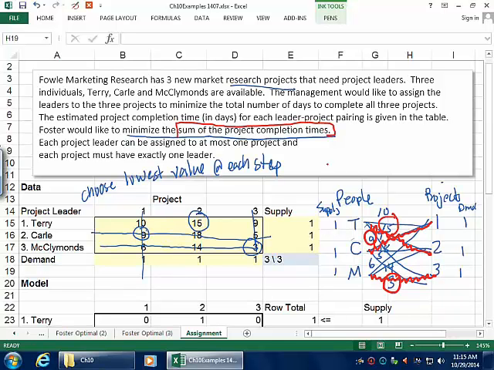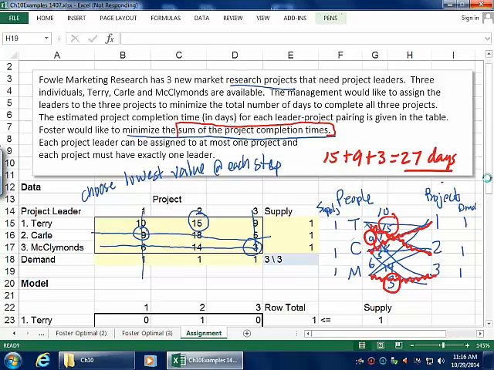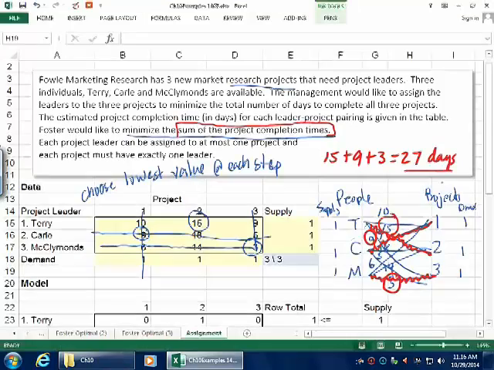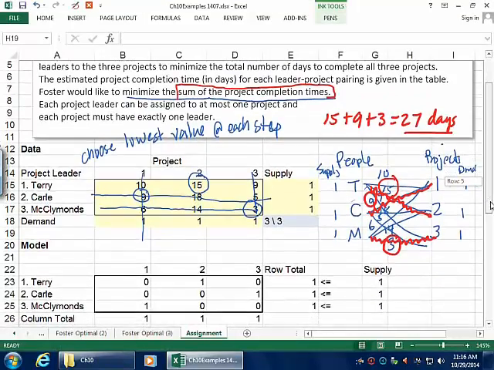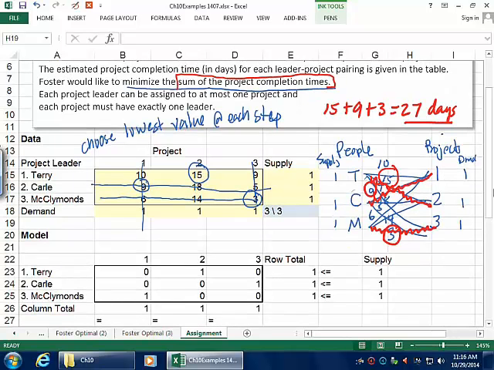So it will be 15 plus 9 plus 3, which is 27. So 27 days will be the total time to complete the 3 projects just by adding them together. So that's a heuristic. And now let's talk about how to do this in a linear programming model.